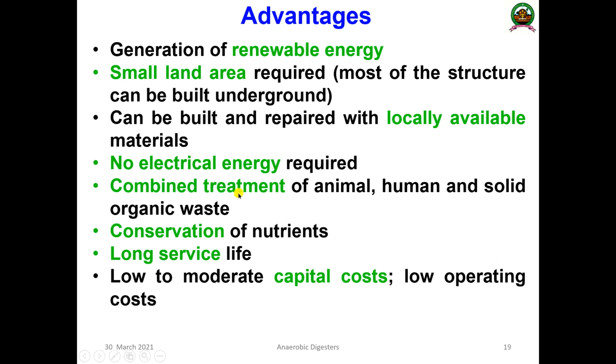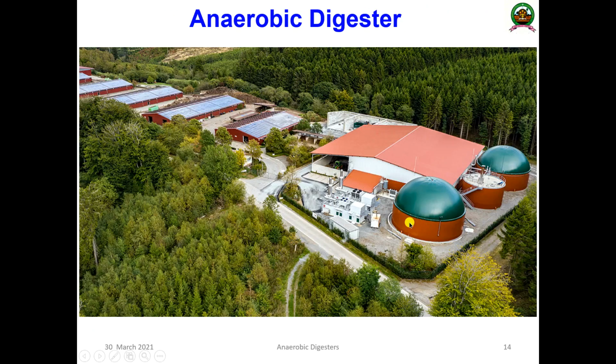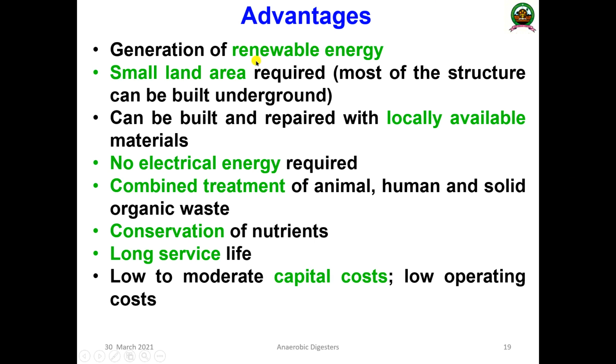Then what are the advantages of this biodigestion process? The anaerobic digestion generates renewable energy. A small land area is required. Most of the structure can be built underground. As I said, if you look, only this much will be outside, and the majority of the part will be inside the soil. It can be constructed underground. It can be built with locally available materials also. There are no specific materials required. Locally available material can be used. Next one is no electrical energy is required.